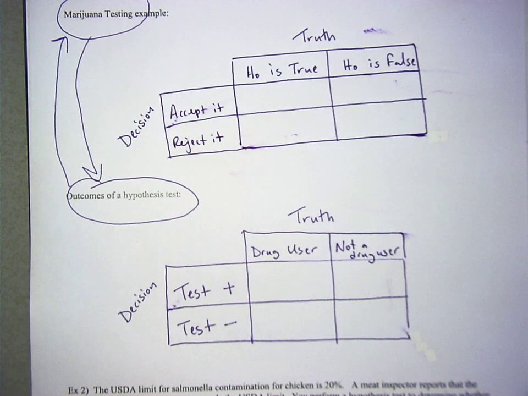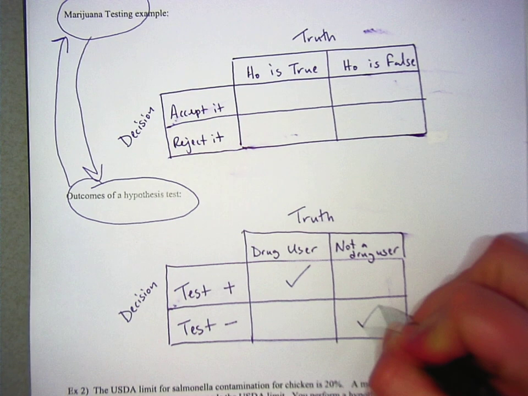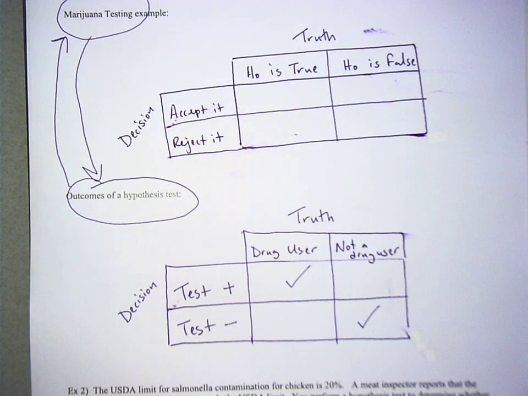So what do you want to have happen? If someone's a drug user, what do you want the test to say? Positive. This is good. We want, if somebody's a drug user, the test should test positive. And if somebody's not a drug user, it should test negative. This means the test is working. Okay? This one is a type 1 error.